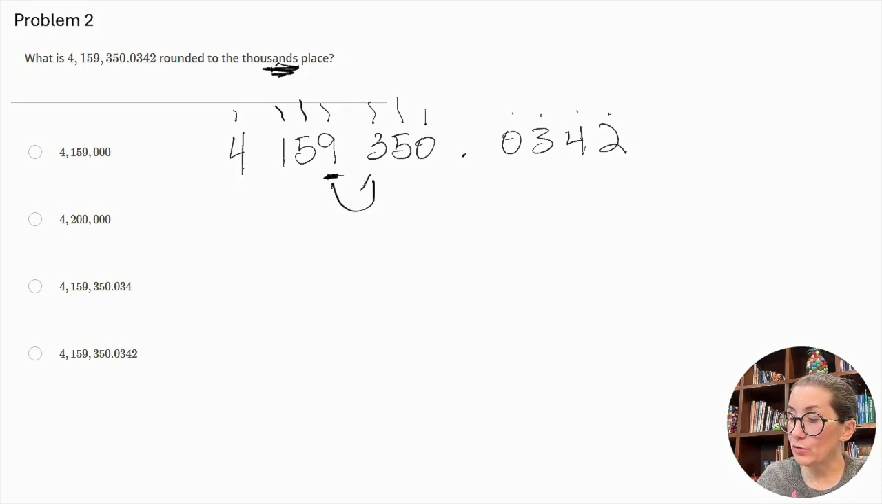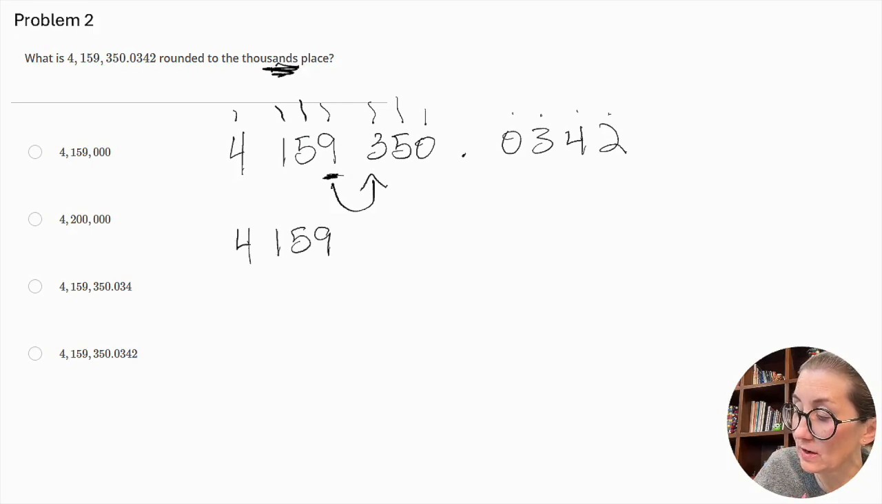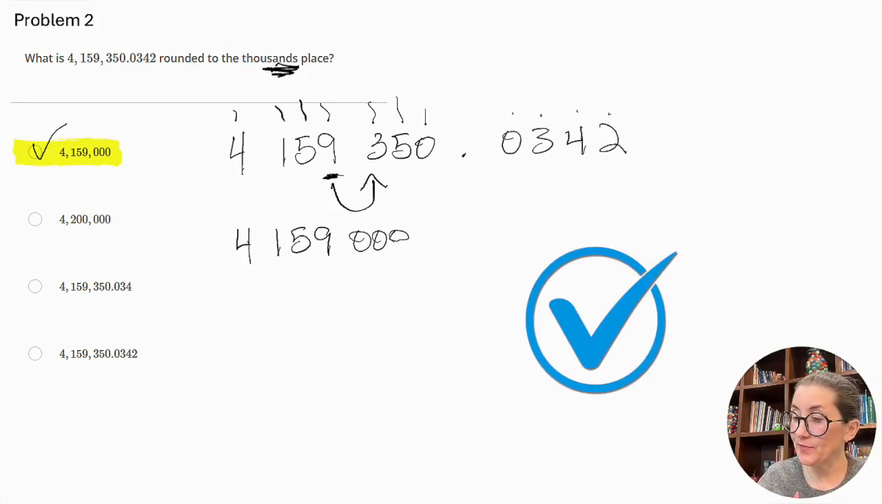So we look to the right and we ask, is it 5 or greater? And the answer is no. So we change nothing here except put zeros afterwards, and we can drop the decimal. So the answer is 4,159,000. Done. And there's our answer.